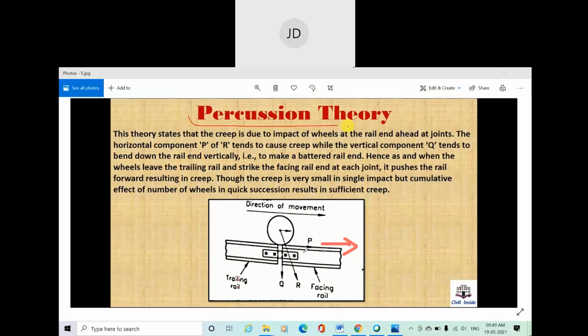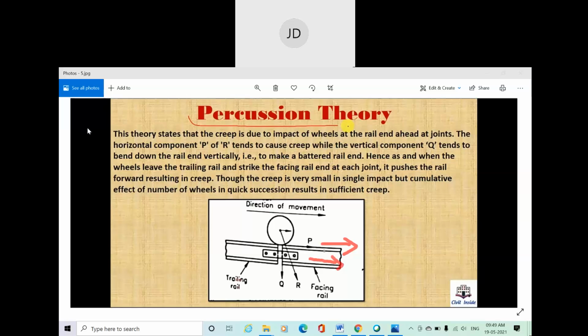This is explained by the percussion theory. This theory states that creep is due to the impact of the wheel at the rail end ahead of the joint, that means ahead of the joint when it just comes to the joint part. From here also you can see this resultant component of the load, and because of it a force is applied in this direction, which tends to move the rail in the forward direction. Is this clear? So this is all about the percussion theory.